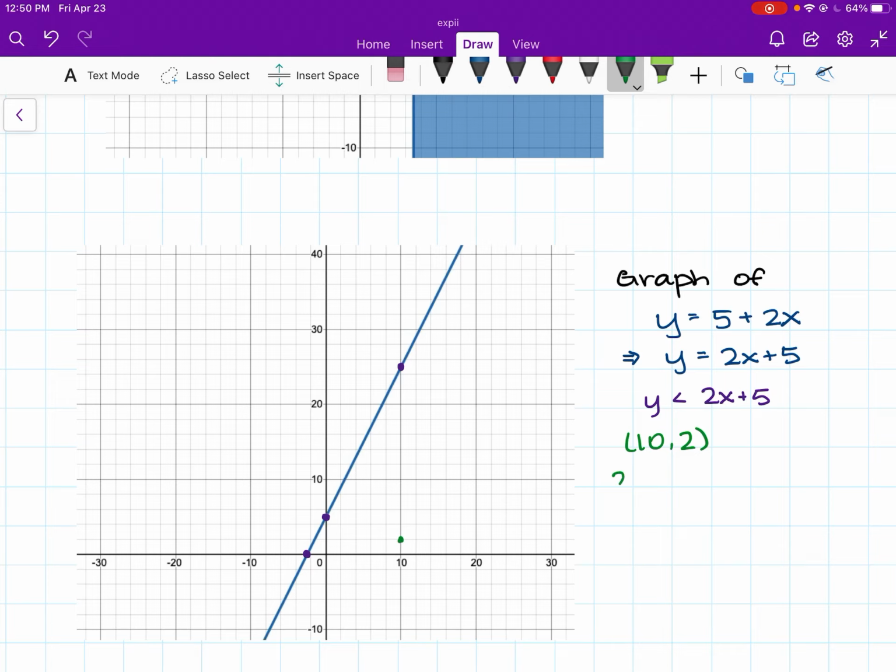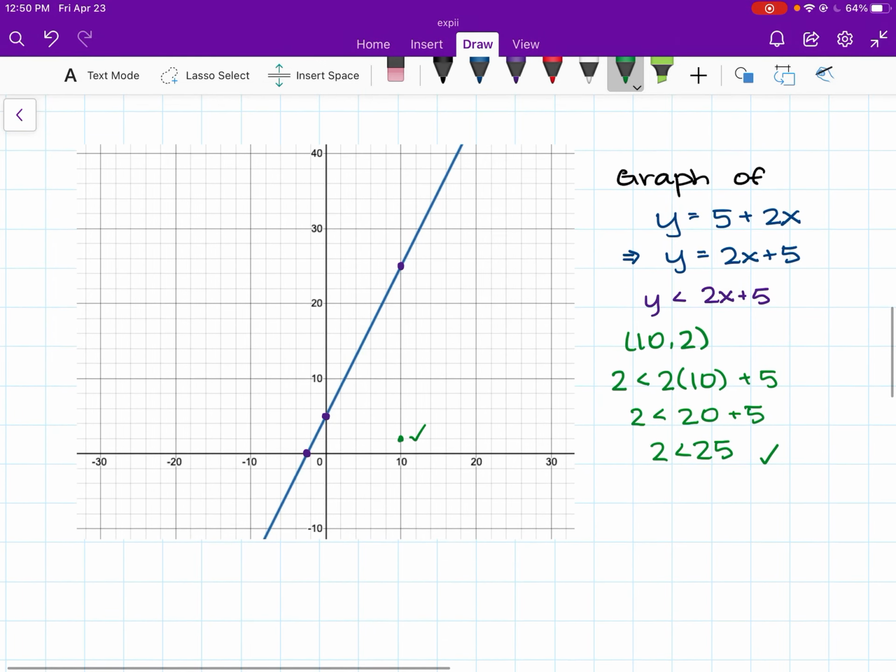Y equals 2, so 2 less than 2 times 10, we're plugging in 10 for x, plus 5. We know 2 is less than 20 plus 5. 2 is less than 25. Is this true? Is 2 less than 25? It is. That means this point is true. So far we're thinking that we are going to be shading in this bottom portion, but let's check one more point just to double check.